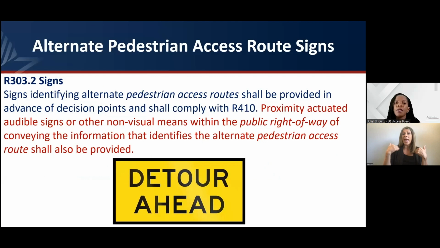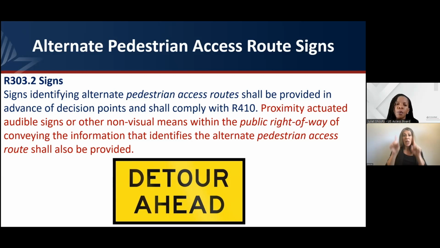We have a provision for signs in the final rule, and this is specifically signs that are used in alternate pedestrian access routes. At R303.2 signs, we say that signs identifying alternate pedestrian access routes must be provided in advance of decision-making points. And we also have the requirement, and again, we're looking at alternate pedestrian access route signage, proximity actuated audible signs or other non-visual means within the public right-of-way of conveying the information that identifies the alternate pedestrian access route must also be provided.